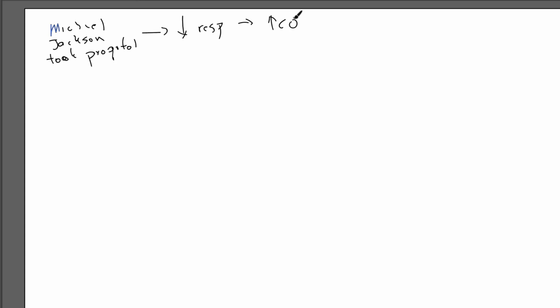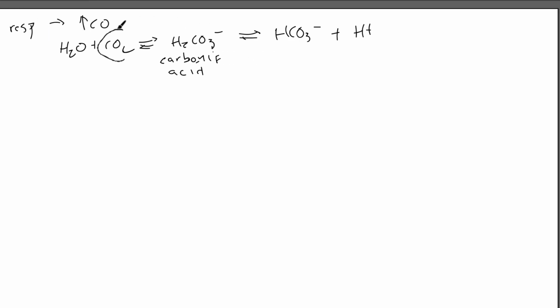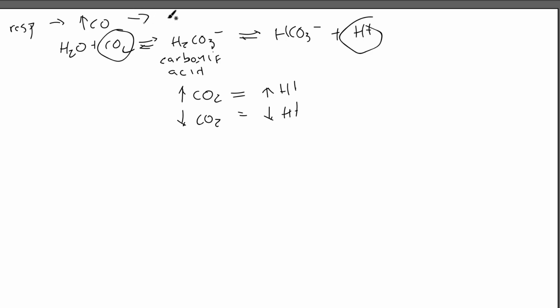Now is as good a time as any to remind you of this equation where water plus CO2 can become H2CO3. And that can also split into HCO3 negative plus acid. And so anytime you see CO2, you should recognize that those two are going to work together. So if there's an increase in CO2, there's going to be an increase in acid. And if there's a decrease in CO2, there's going to be a decrease in acid. So this increase in CO2 is going to increase acid.